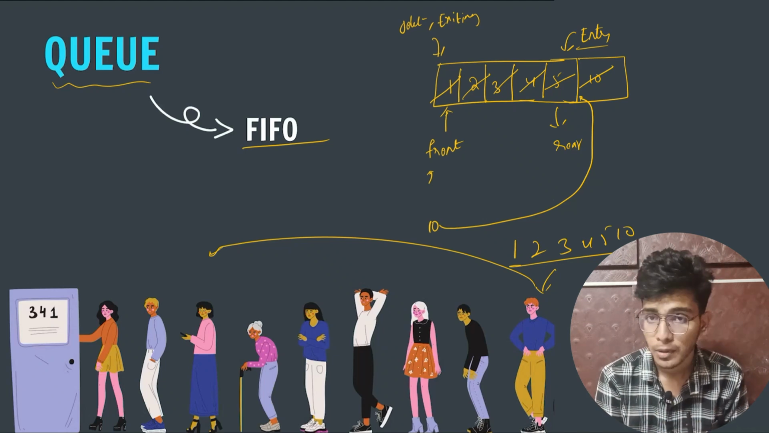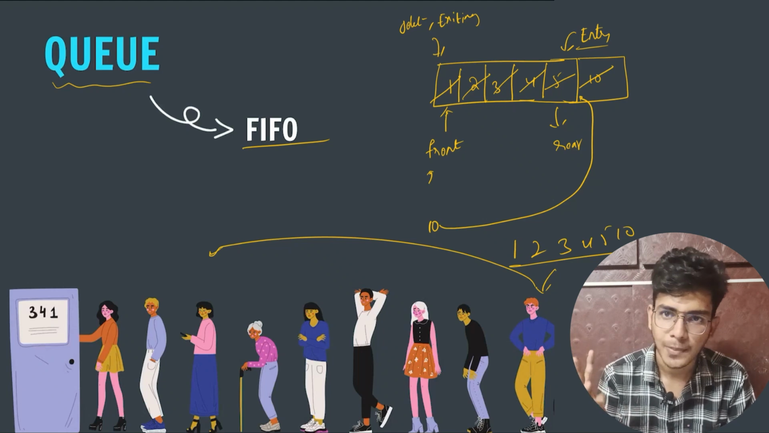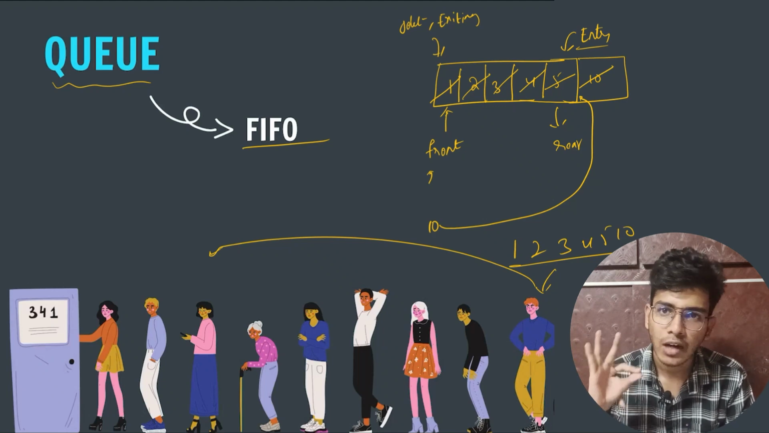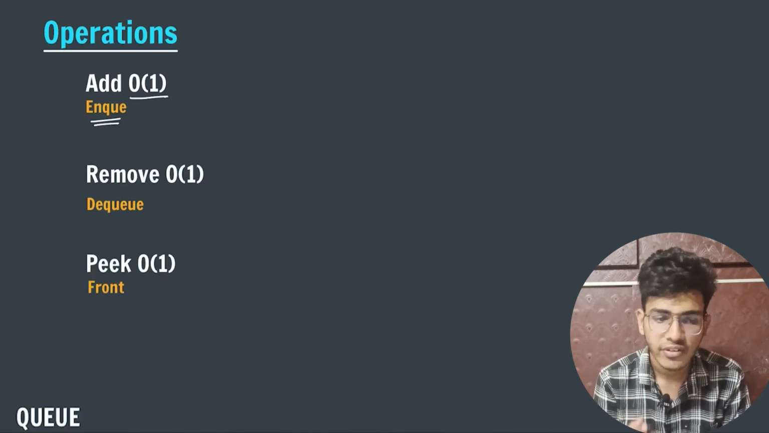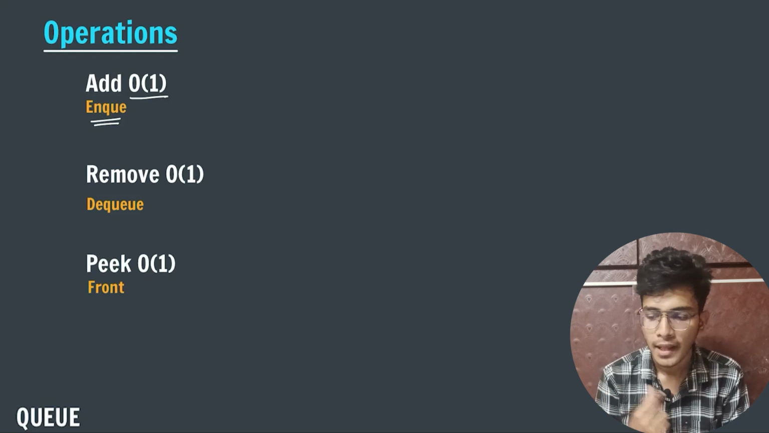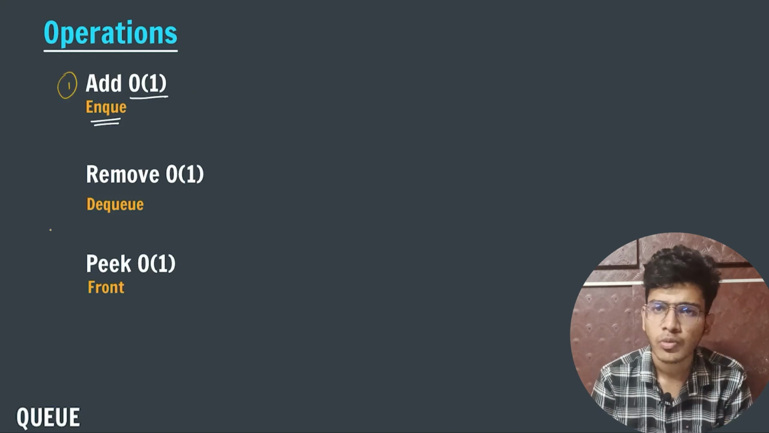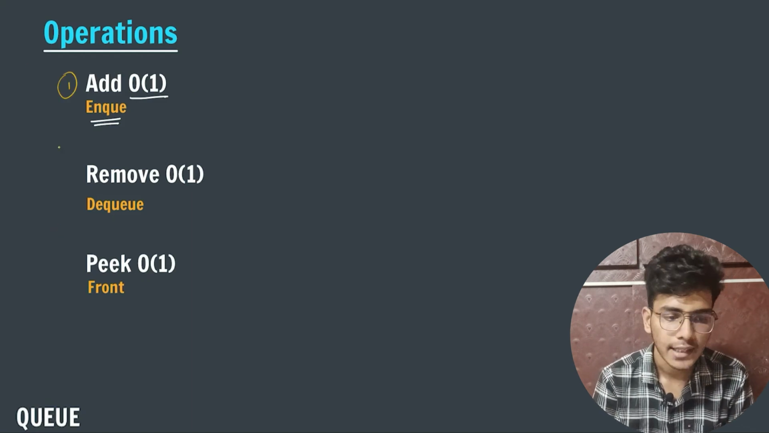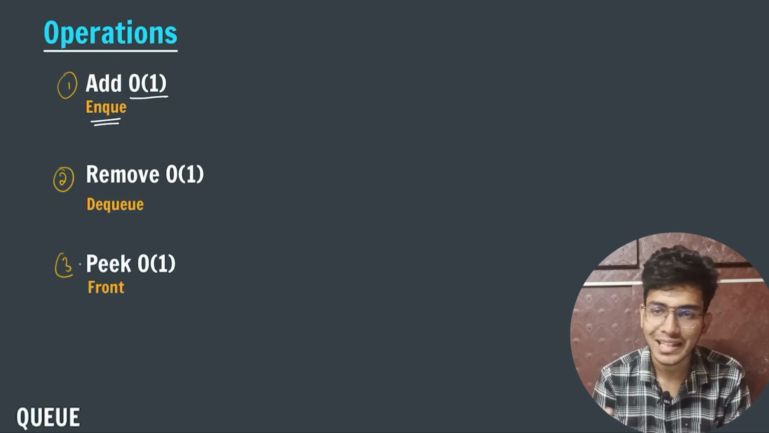Now, as we did operations in a stack, where we have three operations, push, pop and peek, similarly in queue we have three operations. Let me show you. These are the three different operations when we talk about a queue. The first one is the add operation, which is also known as enqueue, the second operation is the remove operation, and the third operation is the peek operation.